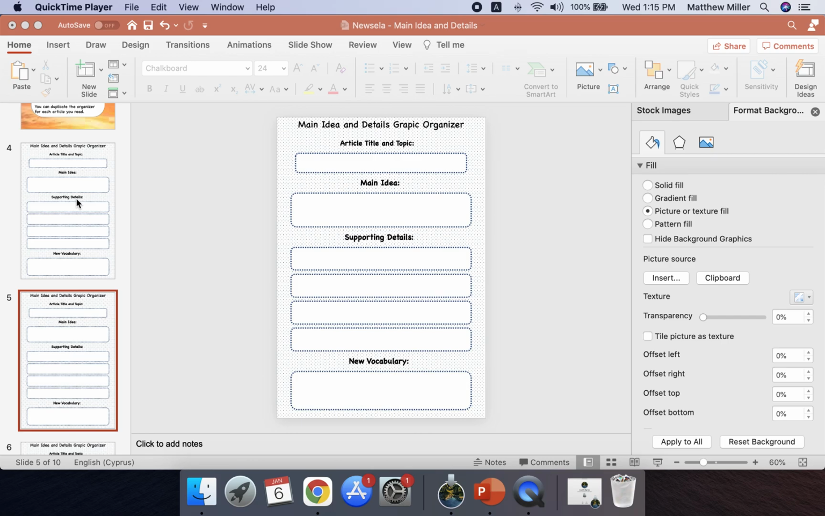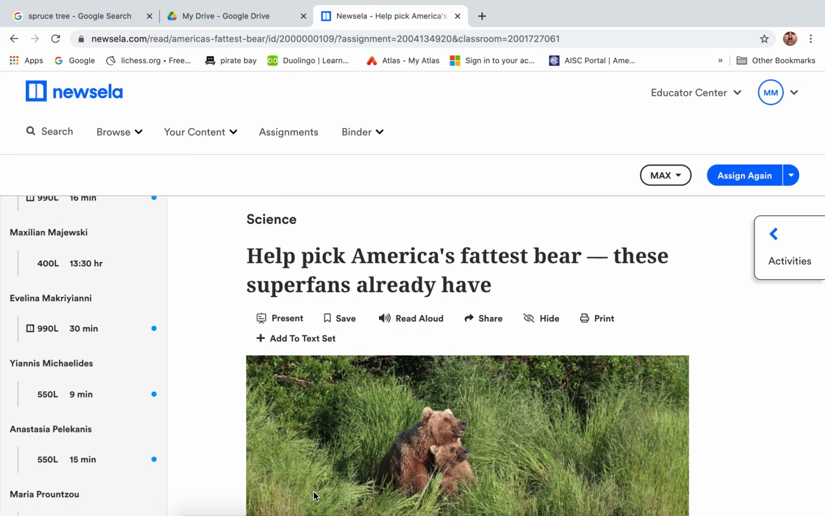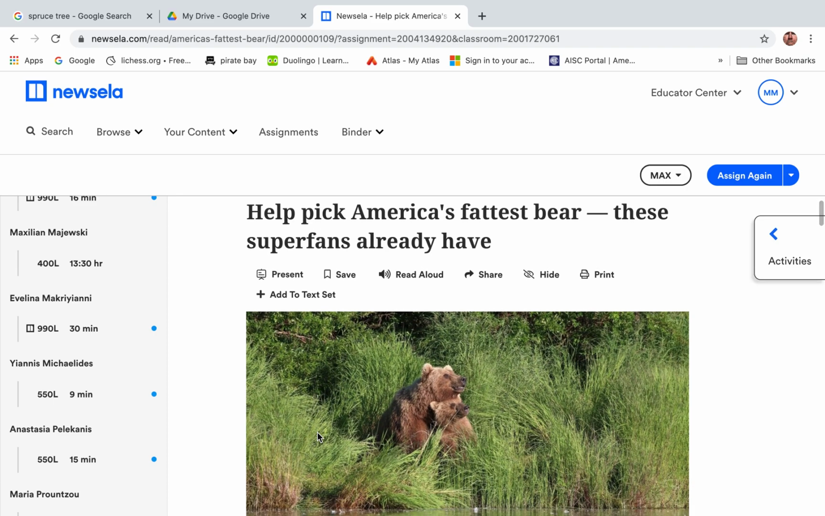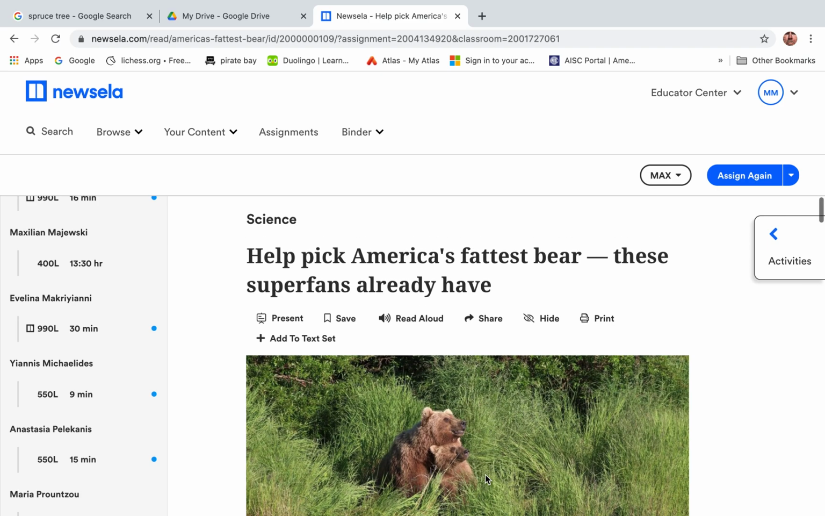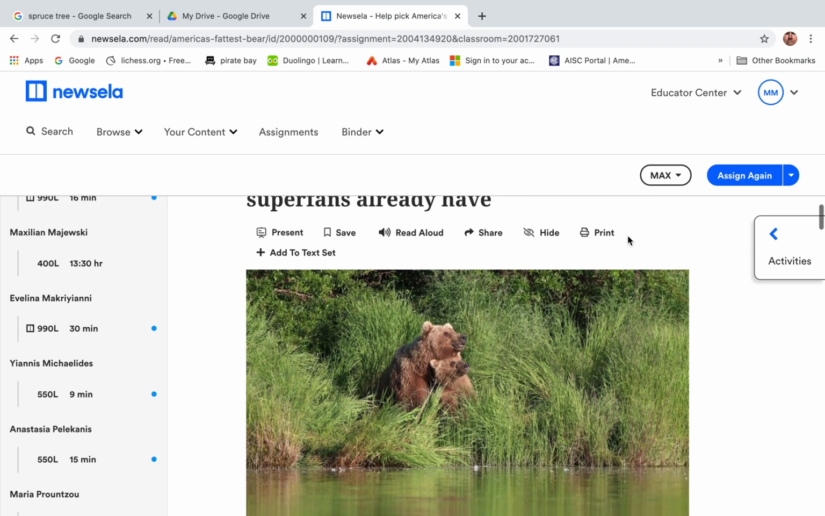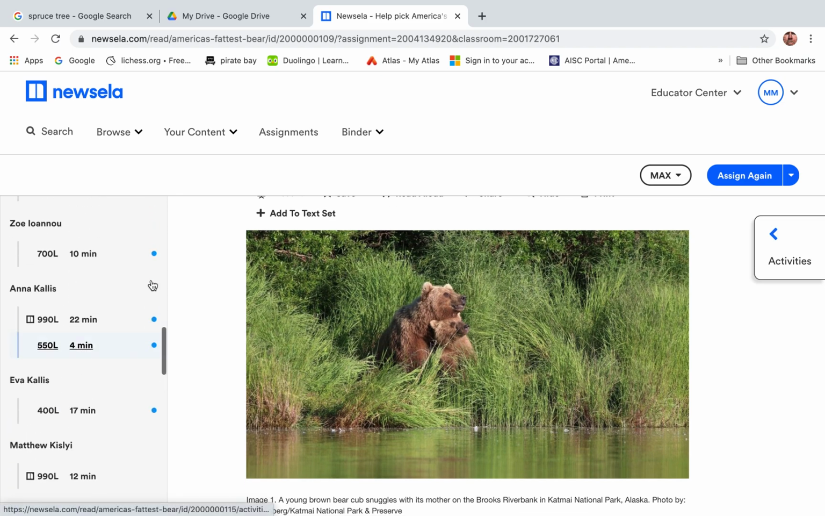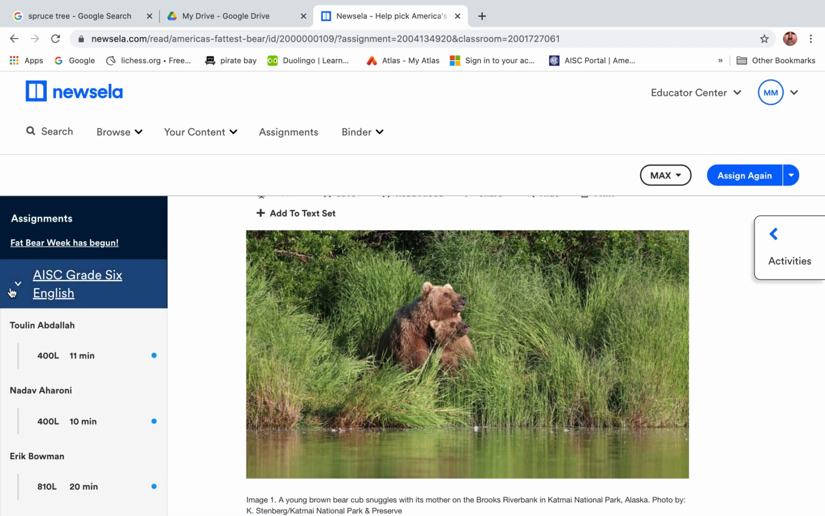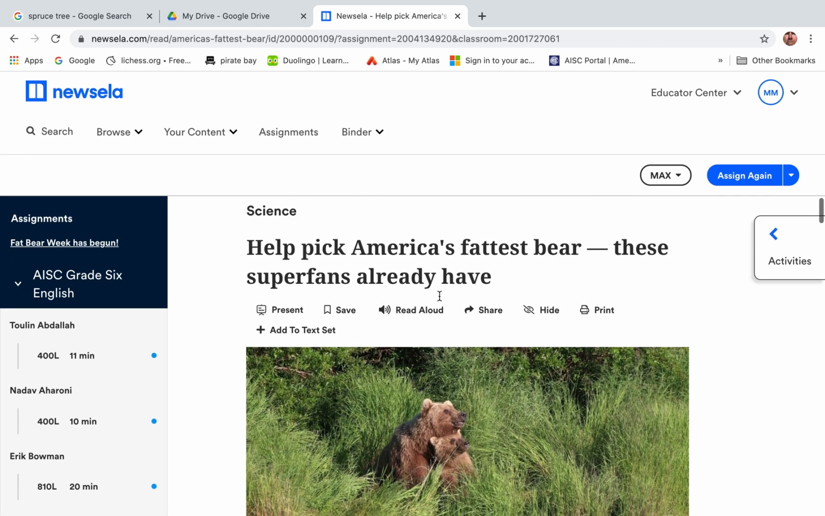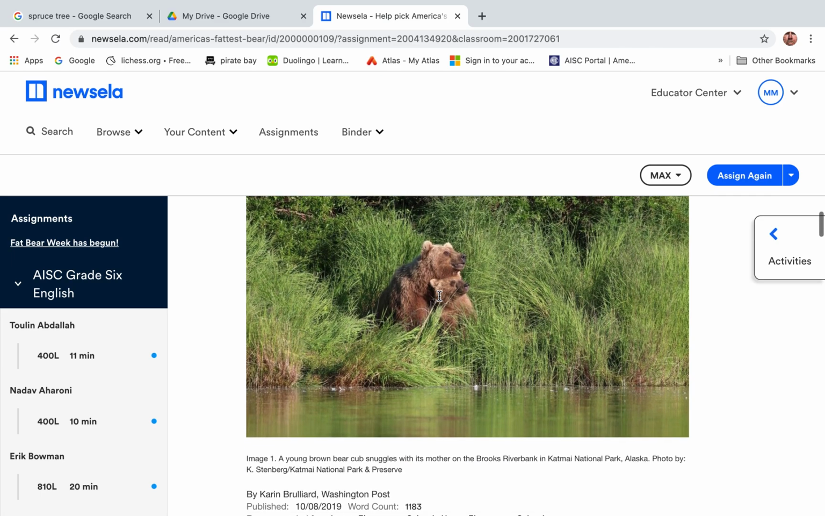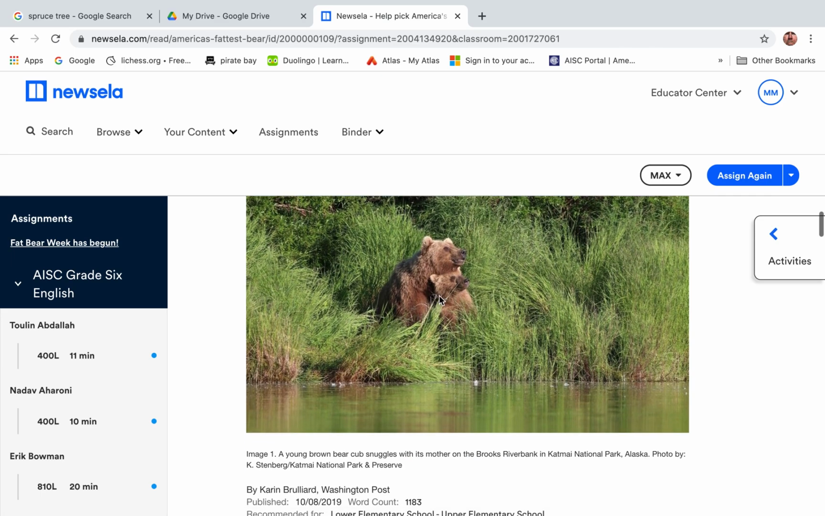Okay, so an article that we kind of did together right before break was Fat Bear Week. I'm sure you remember that. So here it is on my Google Drive, and I typically read them at max. Now you're going to pick your own Lexile level, but however you want to do it is fine.